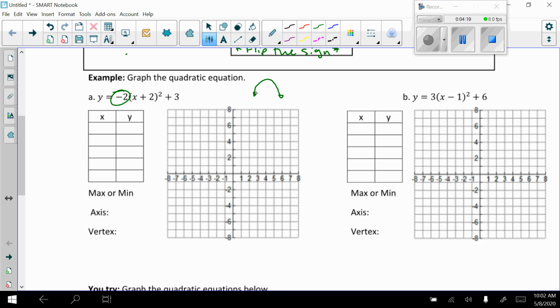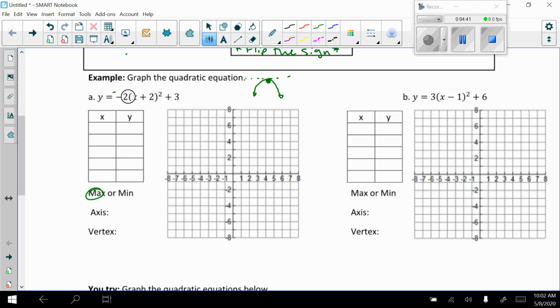Well, this is clearly negative, so my parabola looks like this. It's opening down. It's like a frowny face. So my vertex is up here. Clearly, that is a maximum value. That's like the top of a mountain. I know I have a maximum value just by knowing that my parabola opens down.